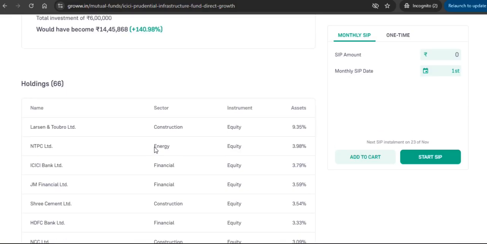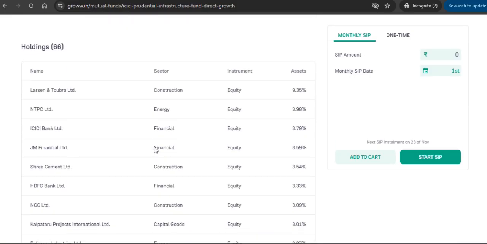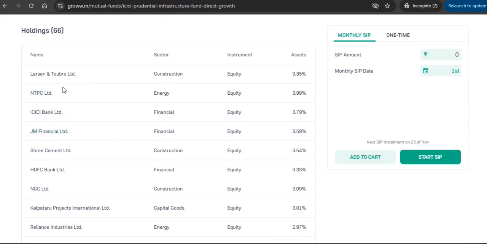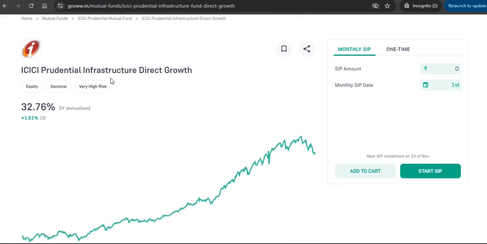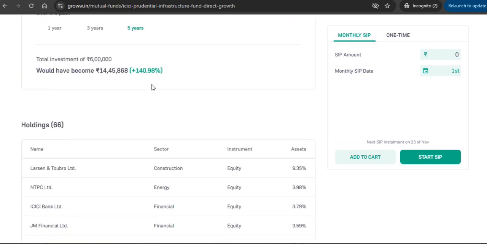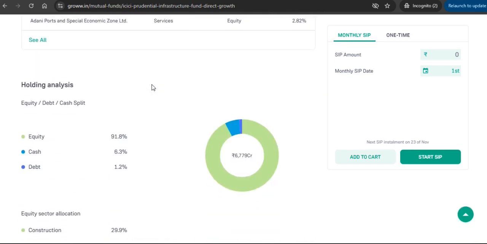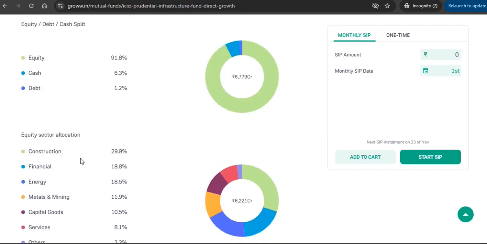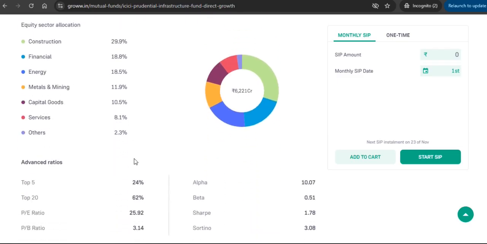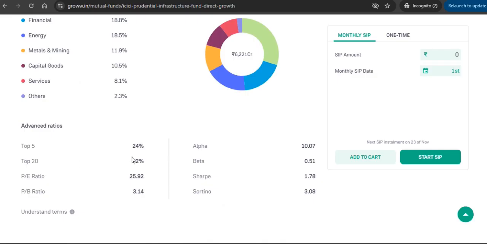And if you go down, you can see what holdings this mutual fund has. Right now I've opened ICICI Prudential Infrastructure Direct Growth. The name itself talks about infrastructure, right? It shows all the holdings and the holding analysis, like how much equity, how much cash, how much debt, and how they are allocated by sector. You can come and see all these details here.